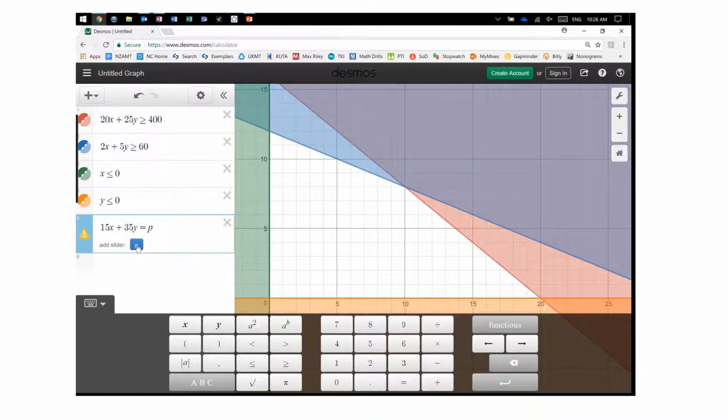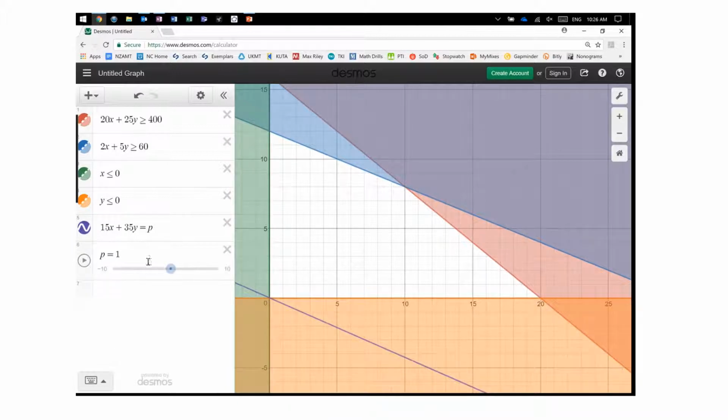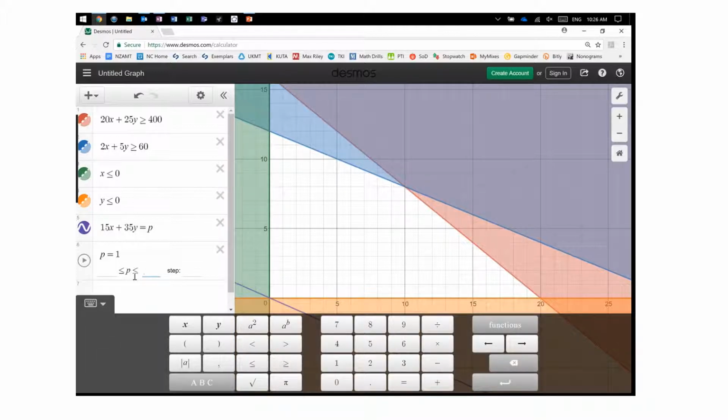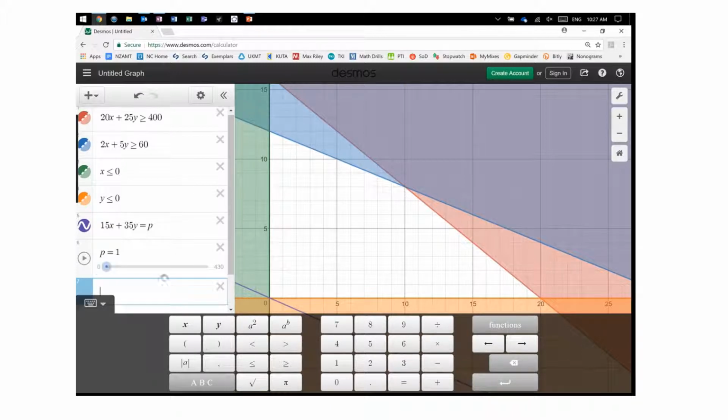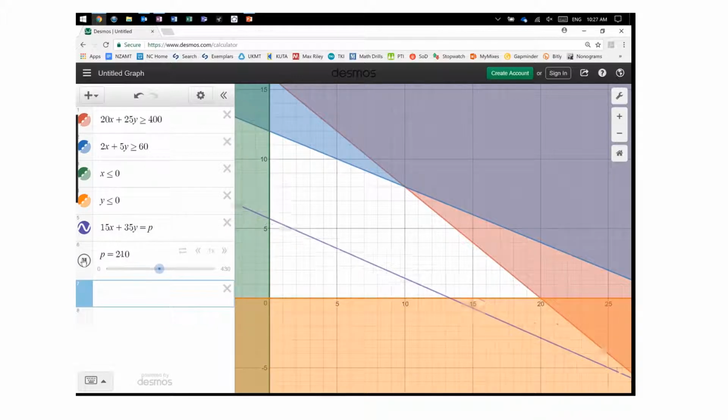Add slider. So click this P. What I'm going to do is click this 10 at the far side. What was my maximum profit again? 430. What was my minimum profit? 0. So just go up in steps of 10. Okay, and now if I press play, hopefully you can see that line going out and coming back in. Can you see that?